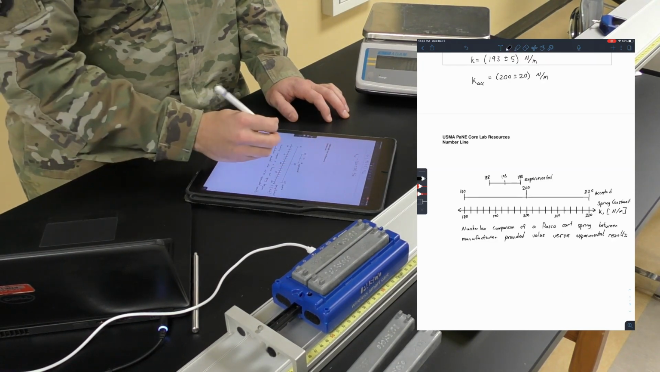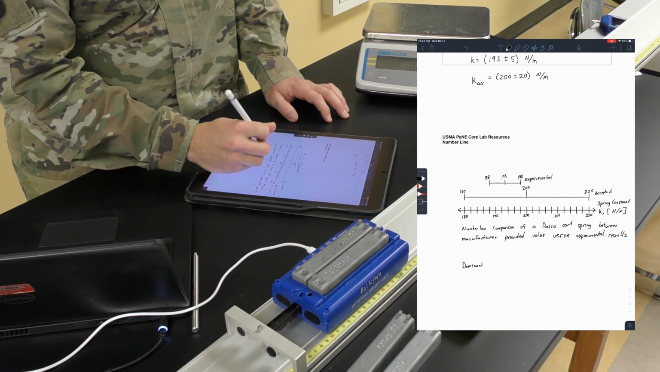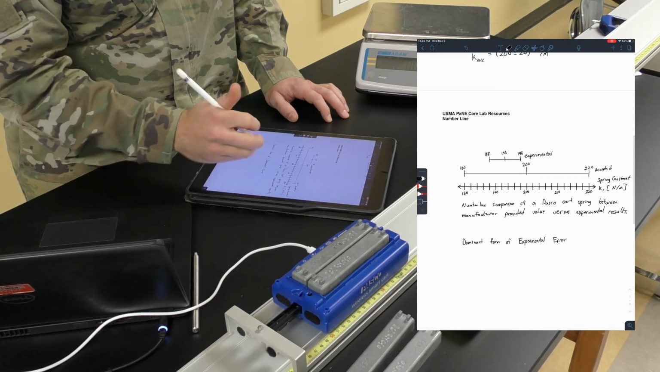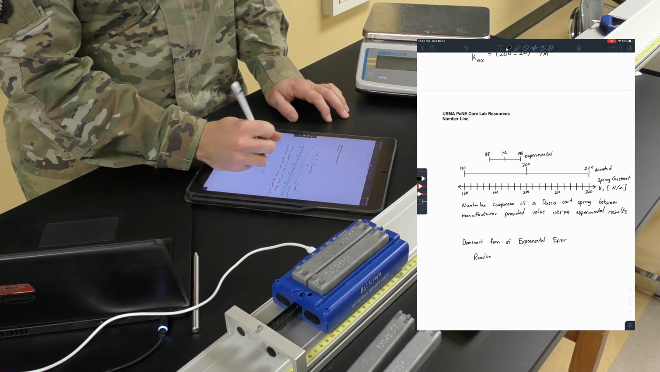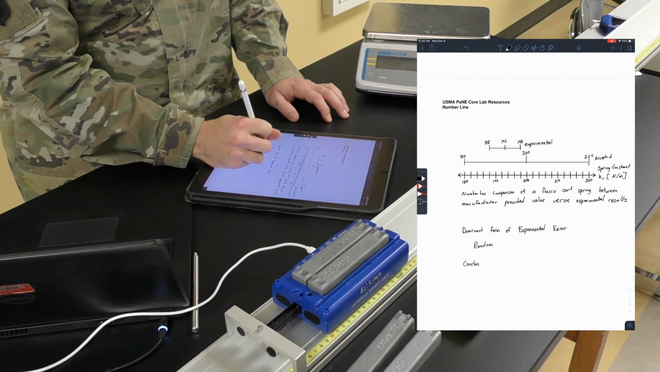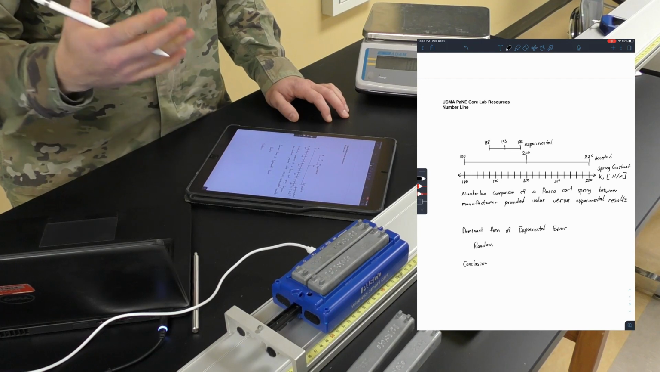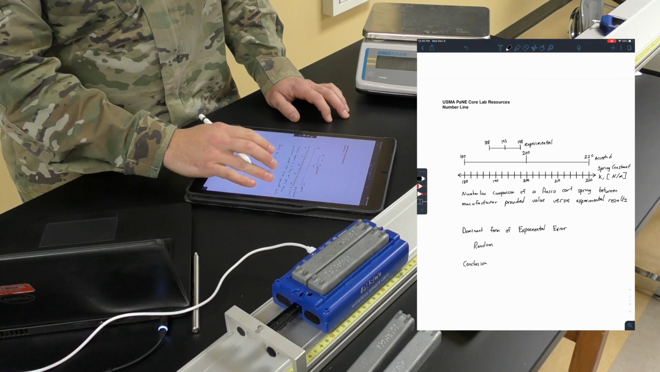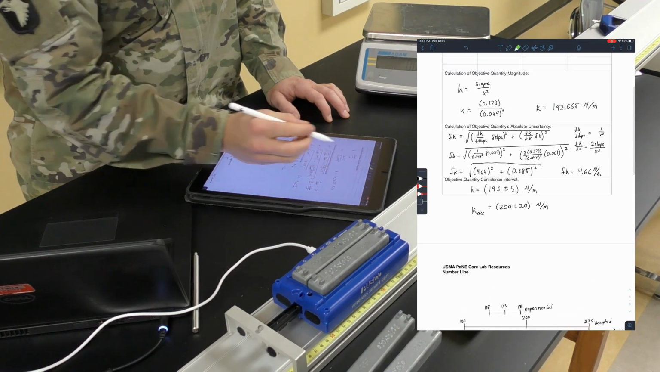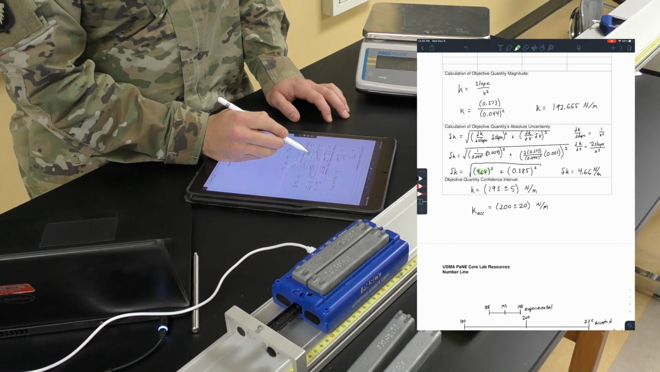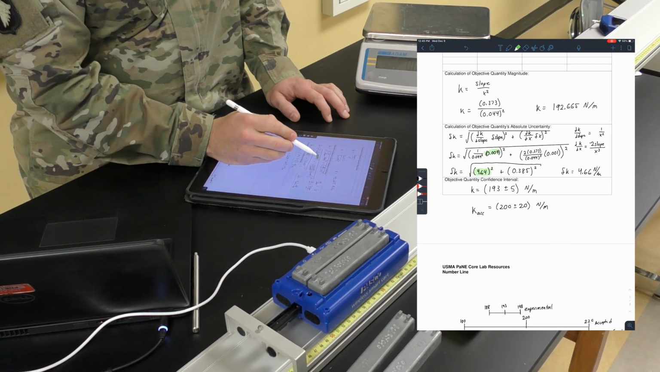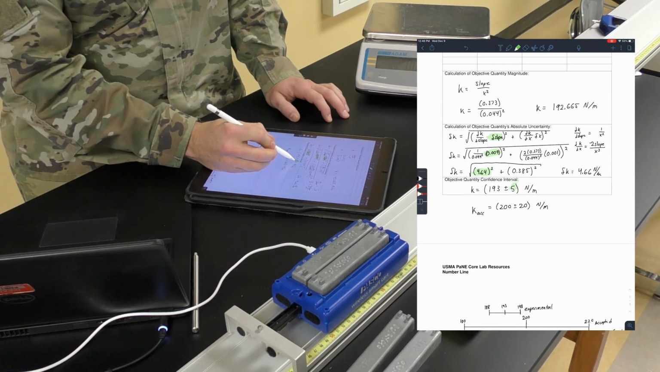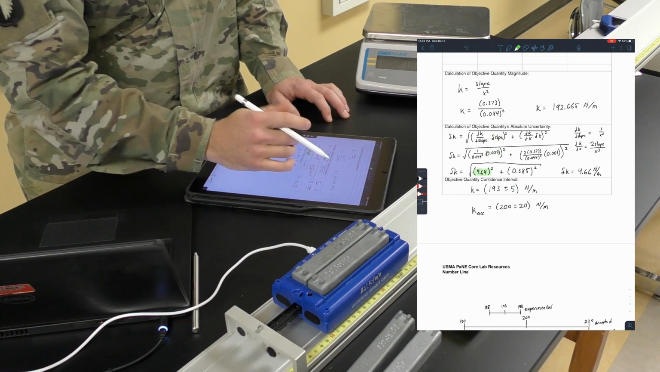So with that, I would want to say that the dominant form of experimental error, and I only have two choices, random or systematic, in this case is going to be random. My conclusion is, because I have random error, I need to look back to see what contributed the most to the overall uncertainty within my objective quantity. I see that the absolute uncertainty in the slope is what contributed the most to the overall uncertainty in my spring constant.